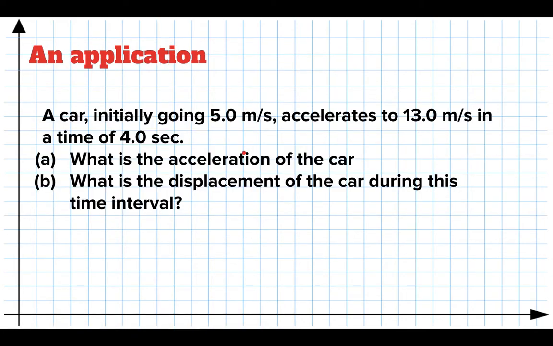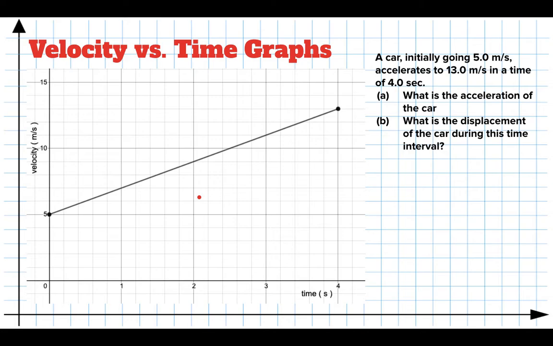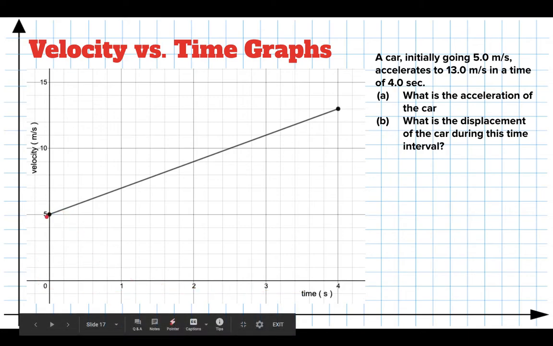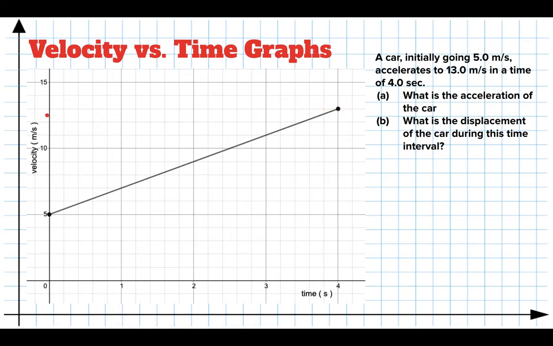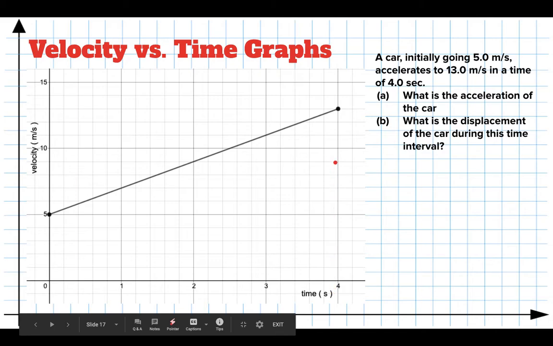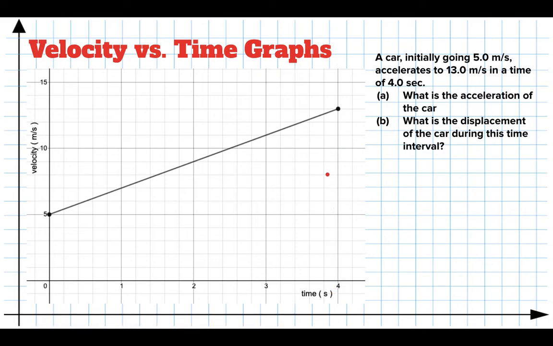So here's an example problem to show you that. I've got a car. Initially, it's going 5 meters per second, and it accelerates to 13 meters per second, and it does that in 4 seconds. Now, without pulling out your kinematic equations, can we find the acceleration of the car and the displacement of the car during this time interval? And the answer is yes. Let's make a graph. If I graph the velocity of the car on the y-axis and the time on the x-axis, it starts at 5 and speeds up to 13, so this is 13 right here, in a time of 4 seconds. So that is the graph that shows the velocity versus time.